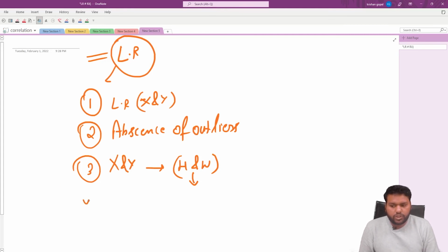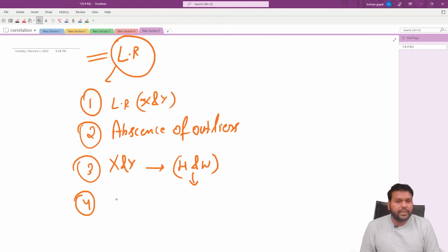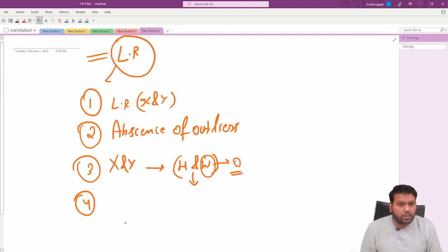Okay, and the fourth one: each observation should have a pair of values. That means if you are finding the correlation between the height and weight of students in a class, every student should give you a height and weight value, then only you can find the correlation between height and weight. If any value becomes constant, suppose somebody puts the weight as 0, then your Pearson correlation coefficient is useless.